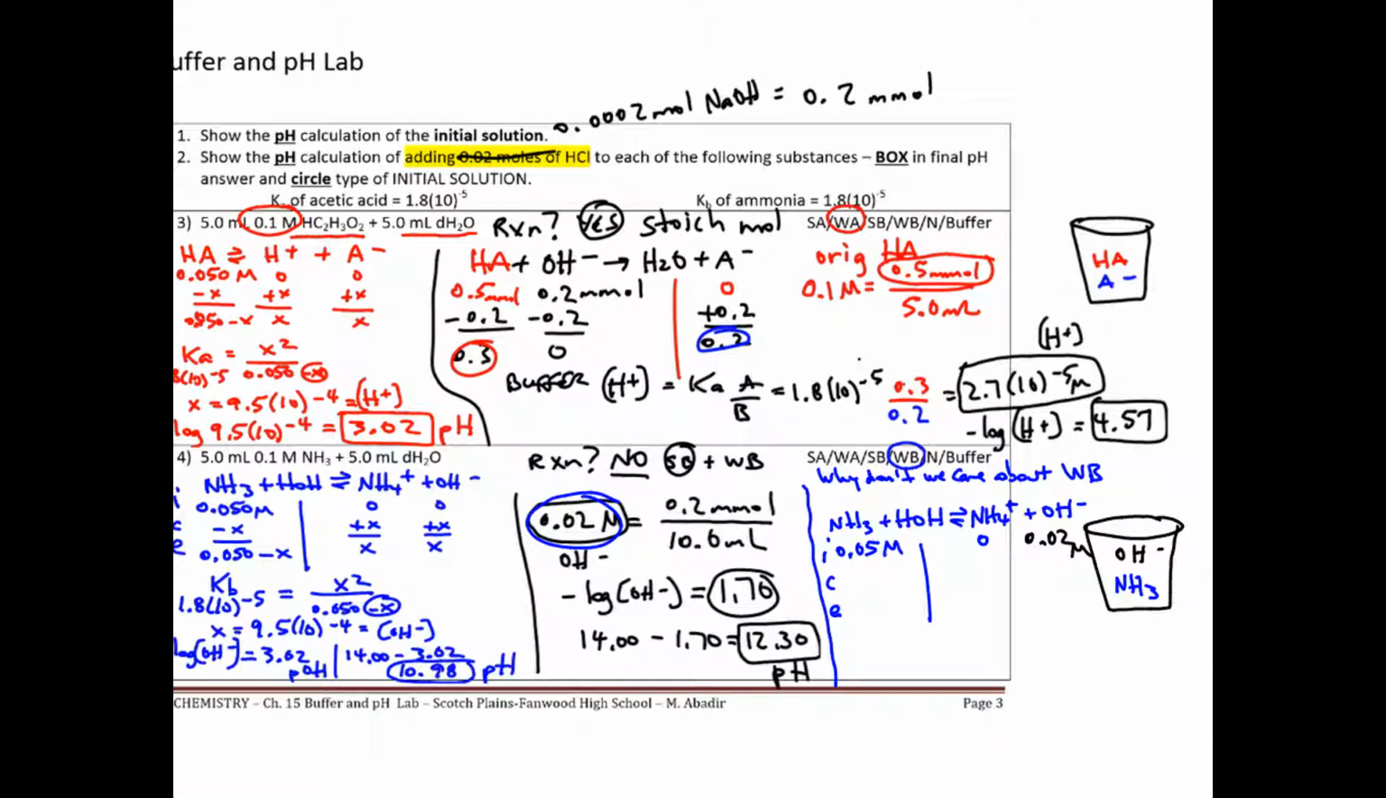So I know what's going to happen. You're going to put your minus x, plus x, plus x. And when you're all done, this is going to be 0.05 minus x, x, and 0.02 plus x. And then what do we end up doing? We end up ignoring that and ignoring that. So we're still going to end up with a 0.02 for the OH minus, as long as the Kb is very small, which it is, because the Kb, as you know, is 1.8 times 10 to the minus fifth. So we don't bother doing an ice problem for the weak if we already have a bunch of the strong. That's why we only care about the strong when we have a mixture.